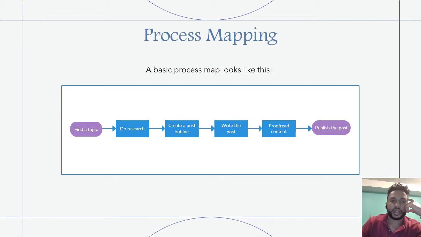So a basic process map looks like this. If you find a topic, you do your research, you create a post outline, write the post, proofread the content, publish the post. Very simple. That's kind of what a process map is. This is what a basic process map looks like. There are very complex ones.